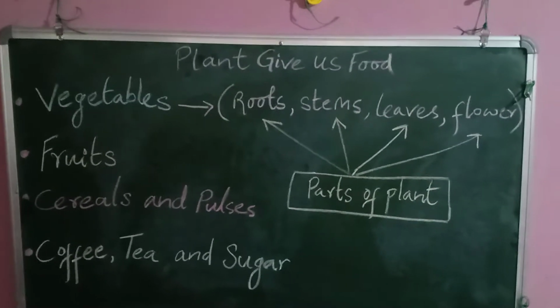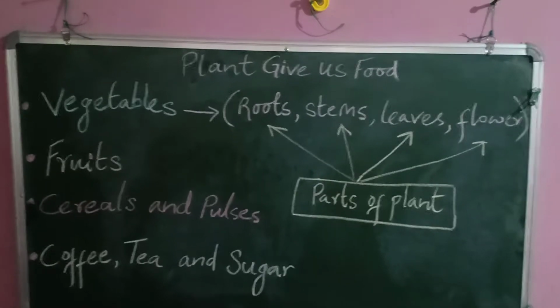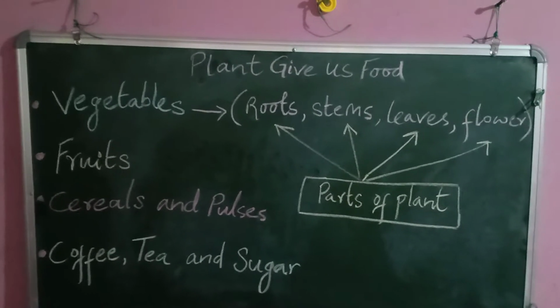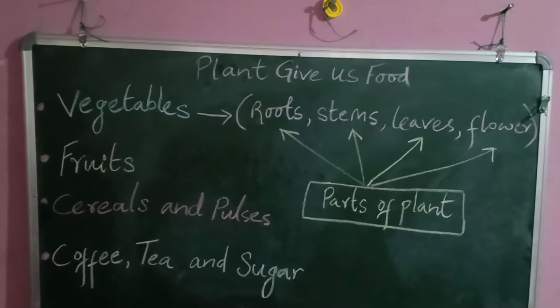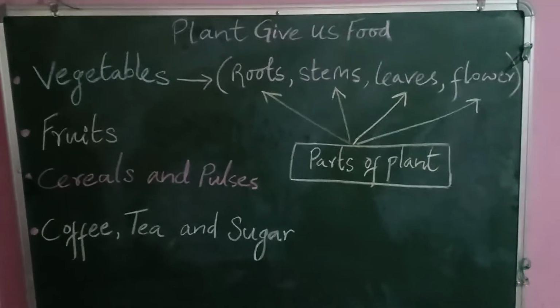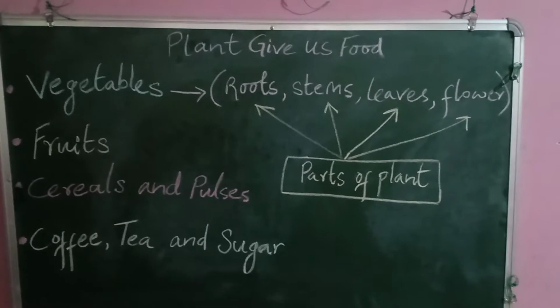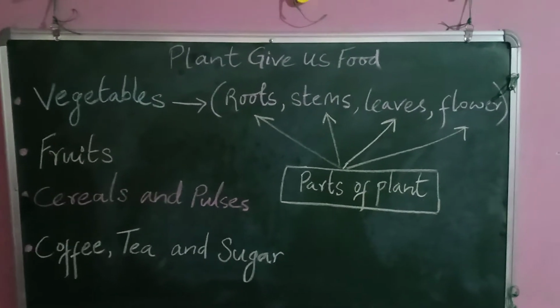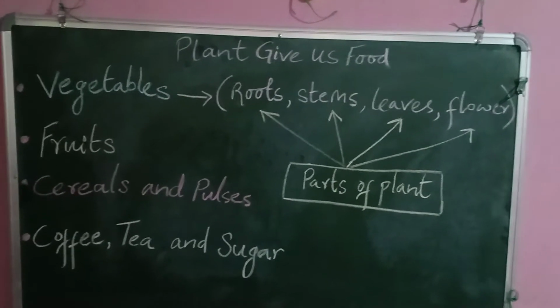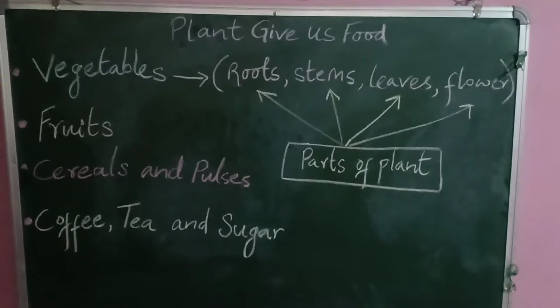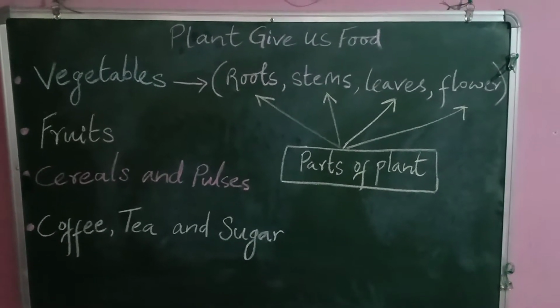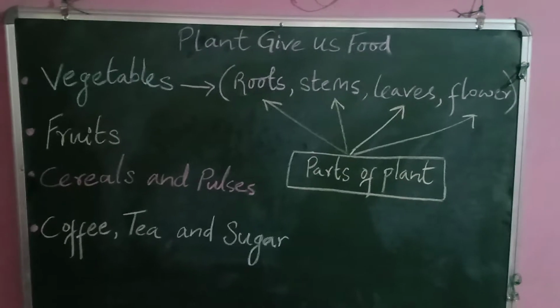In roots we have beetroot, radish, it can be carrot also, and in stem we have potatoes, ginger. Okay, and in leaves we have spinach and lettuce, and we could write cabbage also. And then in flowers, broccoli and cauliflower.